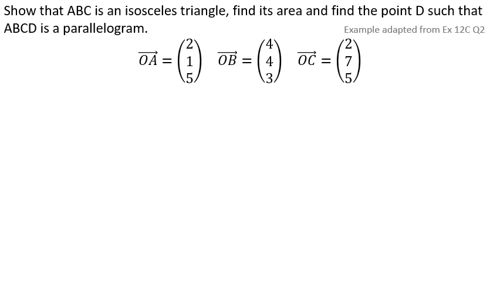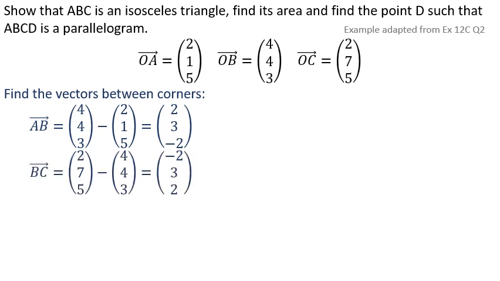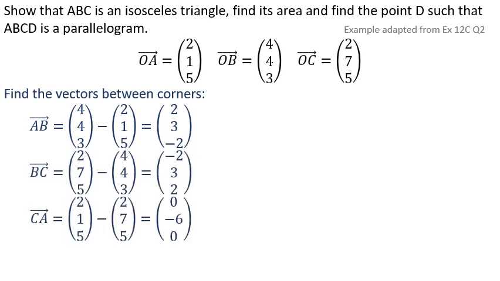And we're going to do it in a similar way to what we did before. We've got the coordinates of the corners, but I'd like to find the vectors between the corners. So AB is a vector that represents the journey from point A to point B. It follows along the edge from A to B. Similarly, BC and CA. Now hopefully you can see already why we might be dealing with an isosceles triangle.